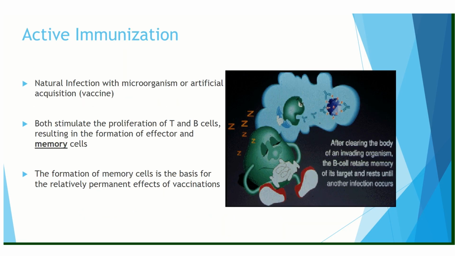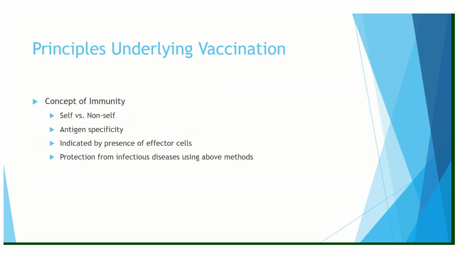So active immunization is caused by B and T cells. For example, there are humoral factors. B and T cells play a significant role in immunization. So the formation of memory cells is the basis for the relatively permanent effects of vaccination. The principles of vaccination are that there are self and non-self things. Antigen specificity is also indicated by the presence of effector cells. This gives protection from infectious disease using the above methods.